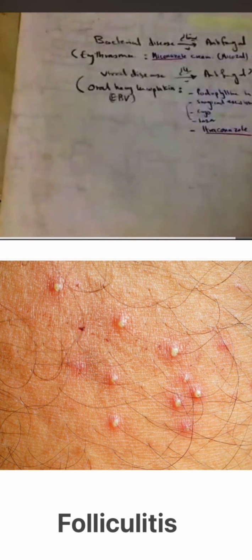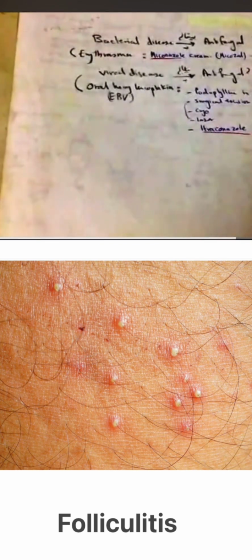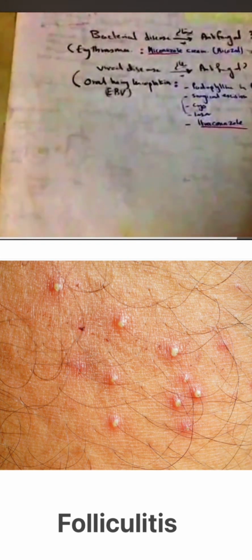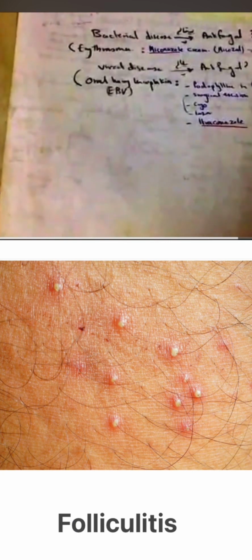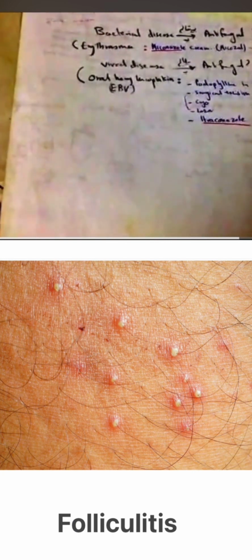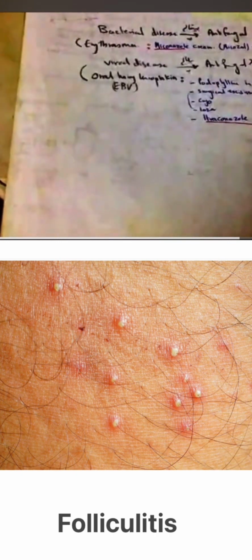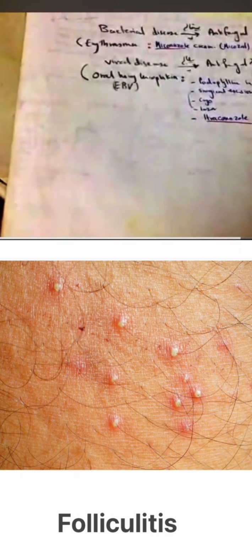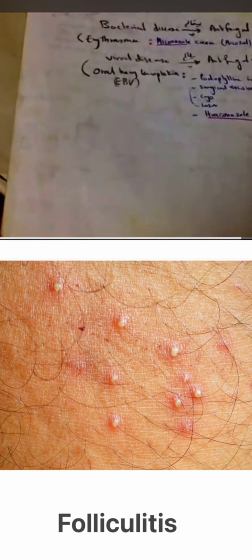At the end, there is a quiz here. What is the bacterial disease that is treated with antifungal? It is erythrasma. We treat it with miconazole cream. And what is the viral disease that is treated by antifungal? Oral hairy leukoplakia. It is treated with itraconazole, and also others like podophyllin and alcohol, surgical excision, cryotherapy, and laser.